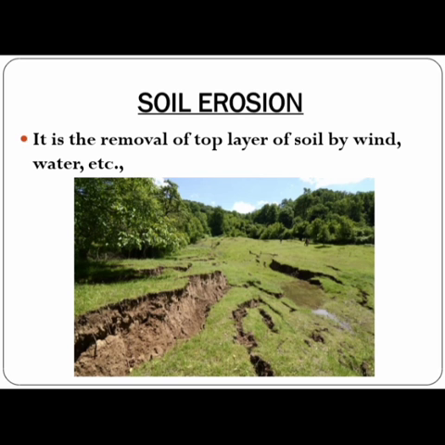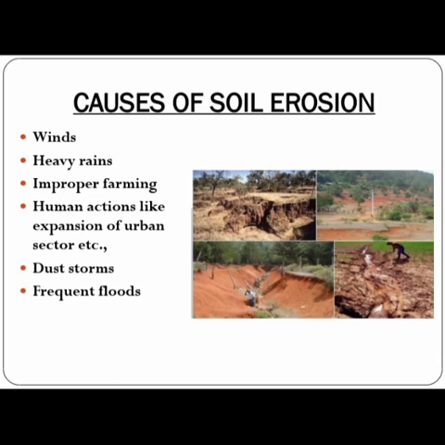Coming to soil erosion, it is the removal of the top layer of soil by wind, water, etc. The top soil vanishes due to wind, water, rain. That is said to be soil erosion. The top soil gets eroded. So what are the causes of this soil erosion?